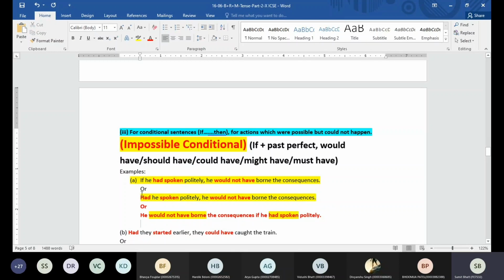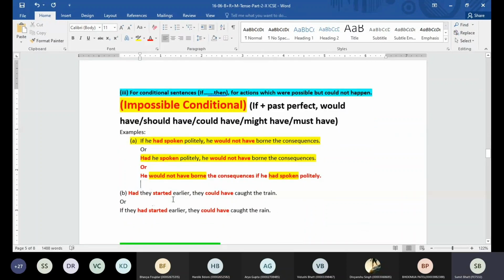Now, if you pay attention here, we had if he had spoken politely. Here we are saying had he spoken politely. So remember, guys, in past impossible conditional or in the other type of condition also, it's not that we have to use if only. Okay, we can use directly the helping verb at the beginning. Like we can say had he spoken politely. That is also going to be correct. Like had they started earlier, they could have caught the train. Or if they had started earlier, they could have caught the train. We can also say they could have caught the train if they had started earlier.